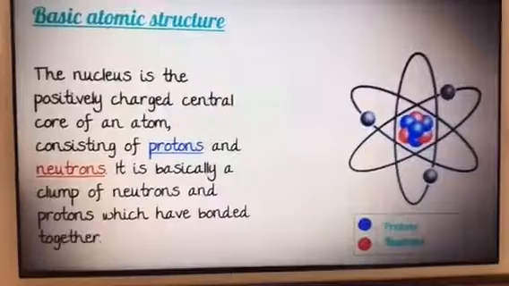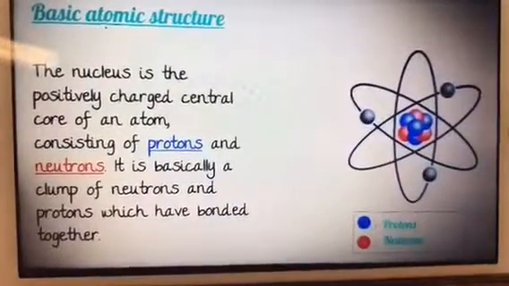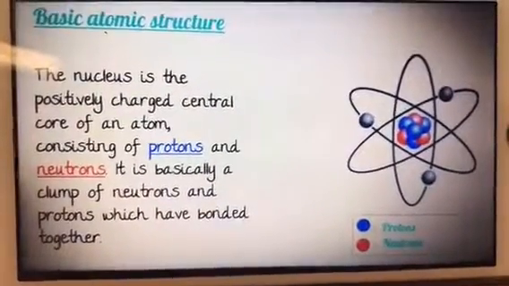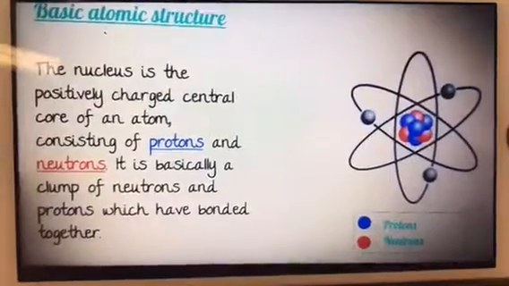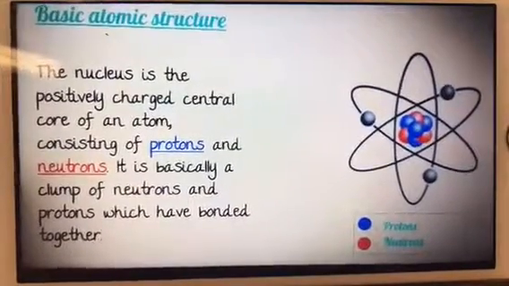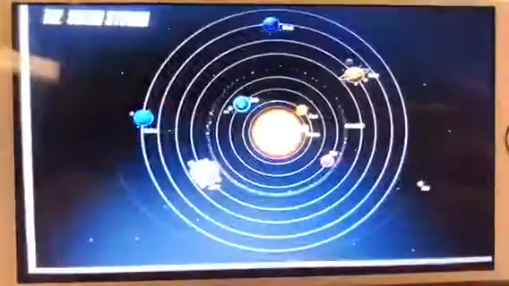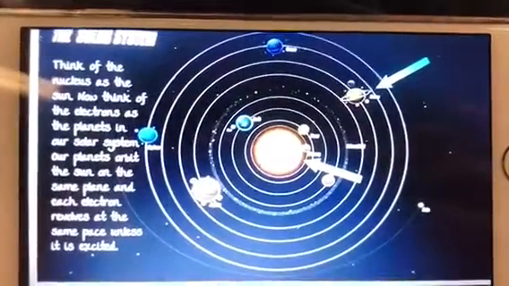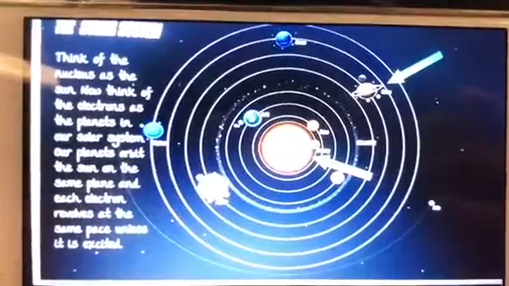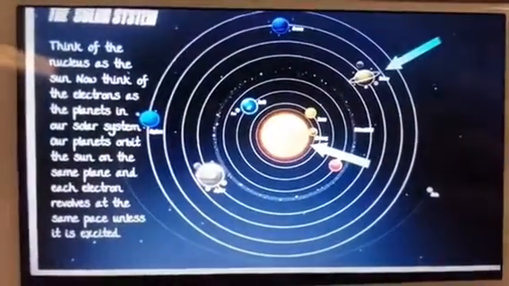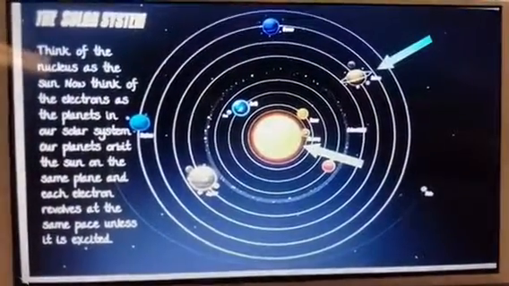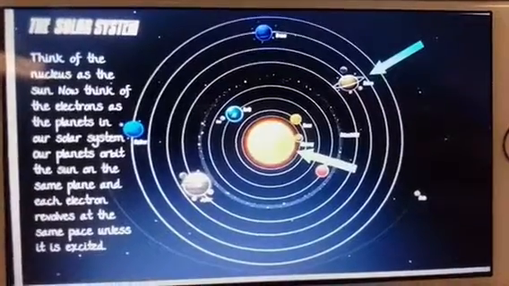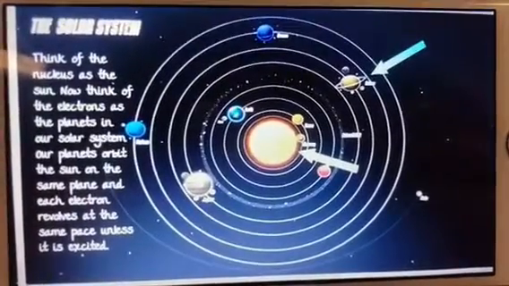The nucleus is the positively charged central core of the atom, consisting of protons and neutrons. It is basically a clump of neutrons and protons which have bonded together. Think of the nucleus as the sun, and the electrons as the planets in the solar system. Our planets orbit the sun at the same plane, and each electron revolves at the same pace unless it is excited.